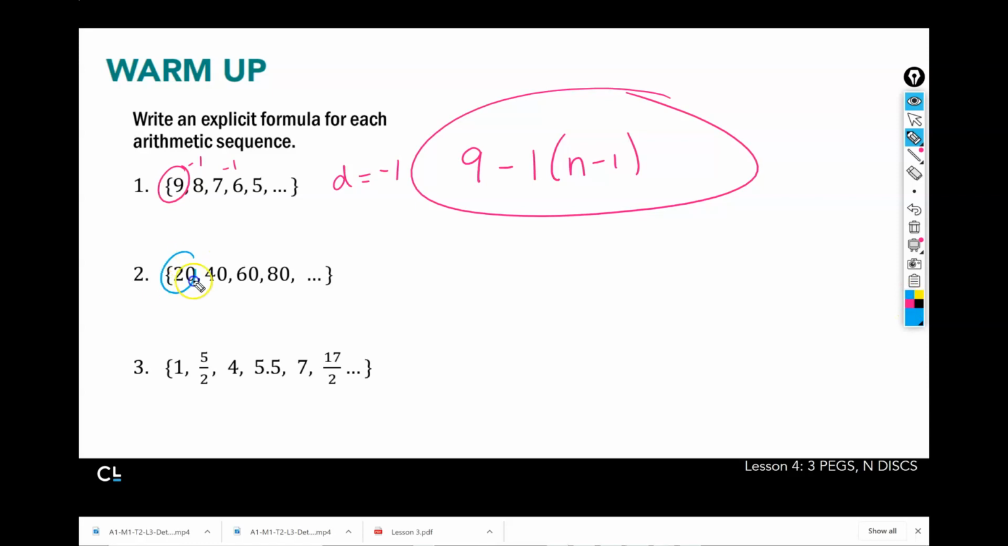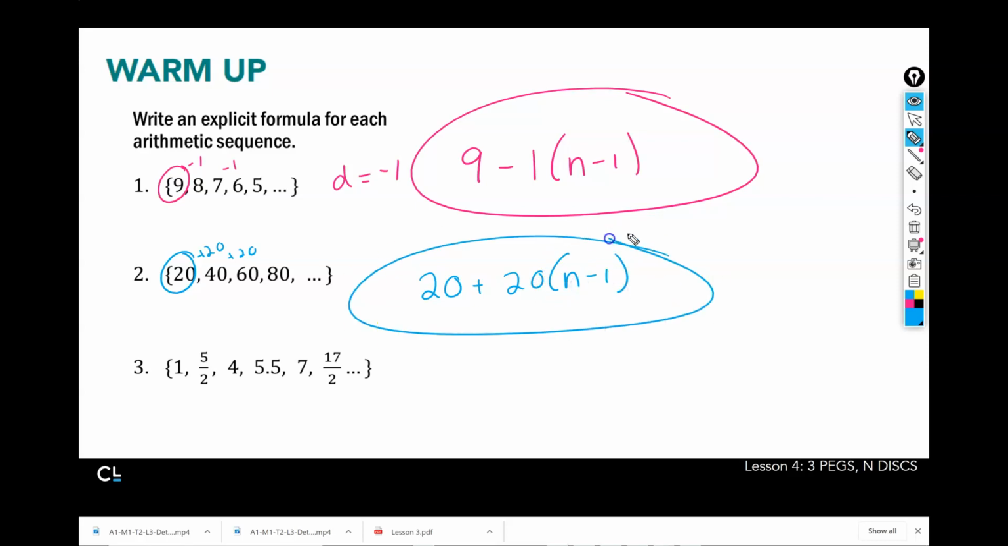In the second one, my starting number is 20, and it looks like I'm increasing by 20 each time. So my starting number is 20 plus 20 times n minus 1. Remember, n minus 1 is your previous term.